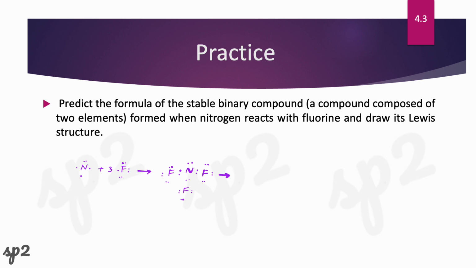So if you want to draw the Lewis structure, remember we go by the lines. I have 3 lines, which are the 3 bonds. I'm going to have 3 fluorine atoms here, right? Don't forget that you have 1 non-bonding pair for nitrogen and 3 non-bonding pairs for each of your fluorine atoms. That's it. This is going to be my Lewis structure for NF3.